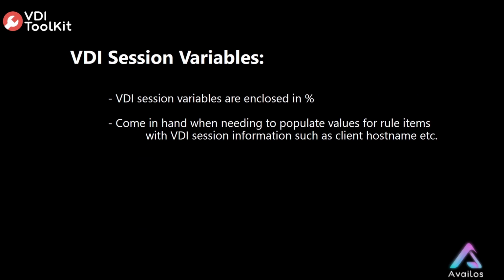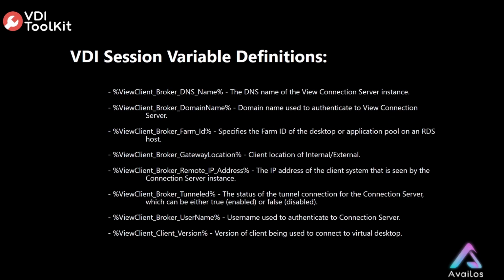Next, we have VDI session variables. These are enclosed in percent symbols, just like environment variables. They come in handy when needing to populate values for rule items with VDI session information, such as client hostname, etc. So let's just define the VDI session variables that you have access to.